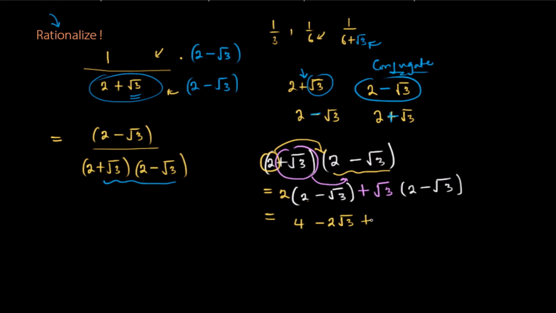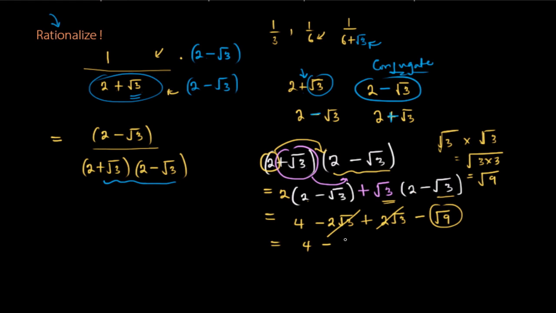Similarly, the root of 3 times 2 gives you 2 root 3. Then negative the root of 3 times the root of 3 gives you the root of 9. That is, root of 3 times root of 3 is the same as the root of 3 times 3, because they both have the root sign, so you can share the root sign amongst the two of them, and this gives you the square root of 9. Now we have negative 2 root 3 plus 2 root 3. They are the same thing, so this crosses out and goes to 0. So you have 4 minus the square root of 9, which is 3, and 4 minus 3 gives you 1.